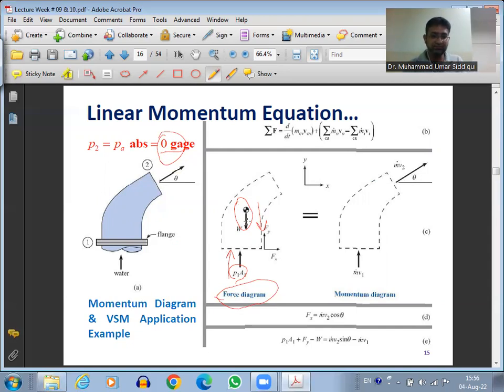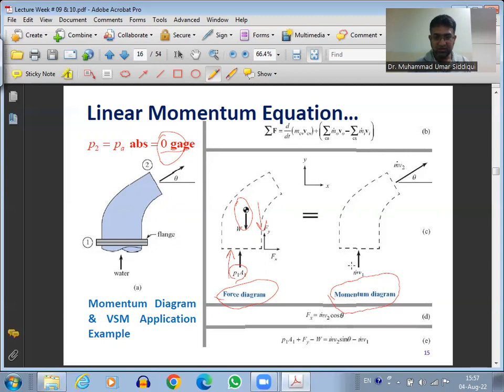So the first is the force diagram. Then the next is the momentum diagram. In the momentum diagram, we just mention the flow. In the force diagram, we do not mention the flow, where the flow is coming, where the flow is going. But in the momentum diagram, we don't mention the forces, we just mention the flow and the momentum with it, whether it's going into the control volume or going out of the control volume.